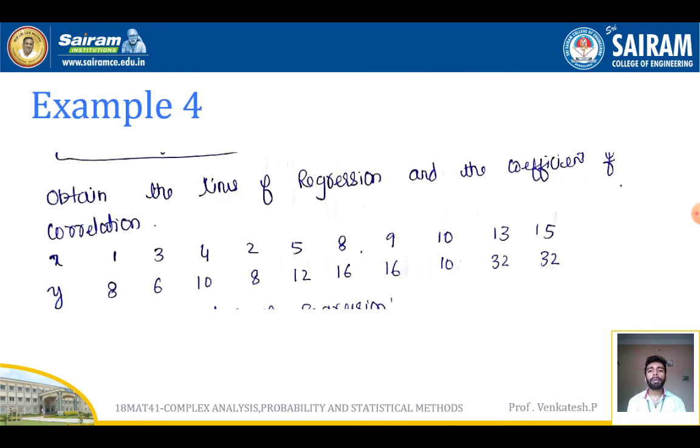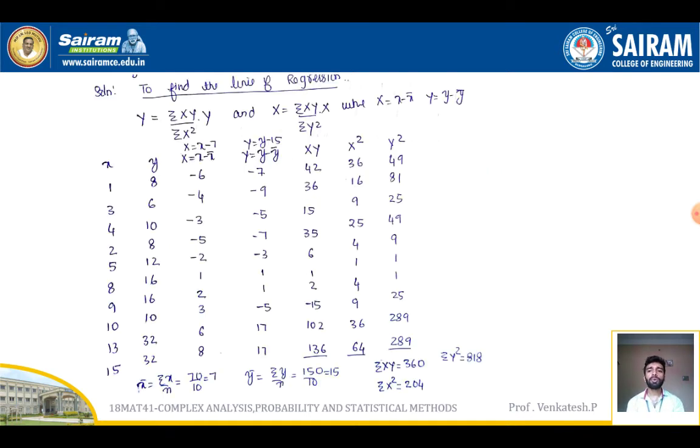One more example: obtain the lines of regression and the coefficient of correlation for the following data. X is given like 1, 3, 4, 2, 5, 8, 9, 10, 13, 15, and y is 8, 6, 10, 8, 12, 16, 16, 10, 32, 32. The first thing is we have to obtain the lines of regression. So the formula for lines of regression is capital Y is equal to summation XY by summation X square into capital X, and capital X is equal to summation XY by summation Y square into capital Y, where capital X is given by x minus x bar, and capital Y is given by y minus y bar.